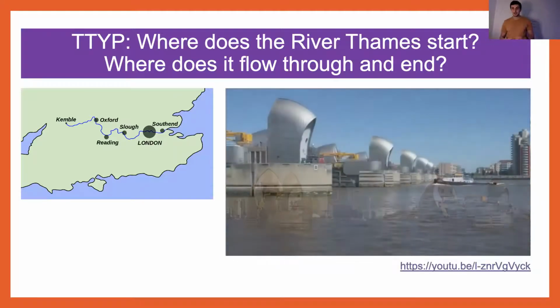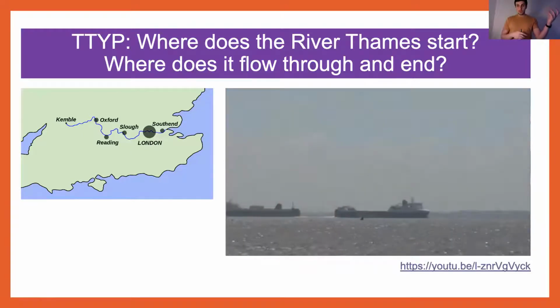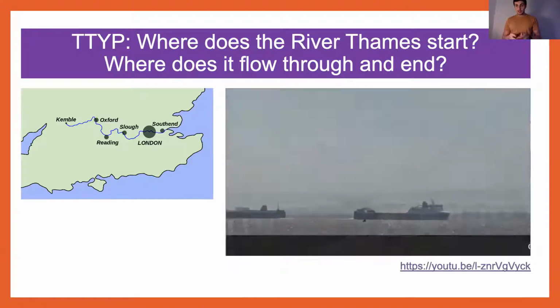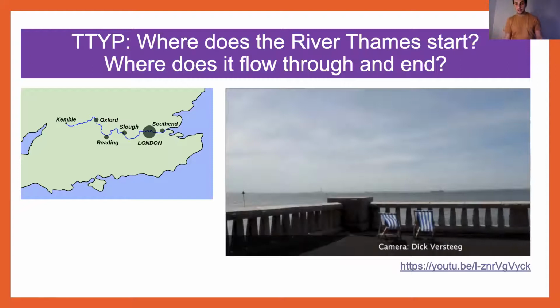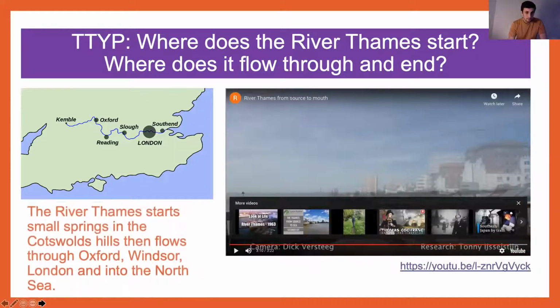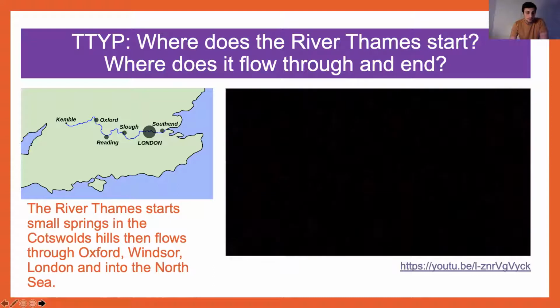So you can see, guys, the journey that the River Thames has taken and the way it's changed from Kemble to here now, the mouth at Southend Sea, where the River Thames flows into the sea. So the River Thames, like we said, starts in small springs in the Cotswold Hills in a place called Kemble, and it flows through Oxford, Windsor, London, and then into the North Sea by Southend.